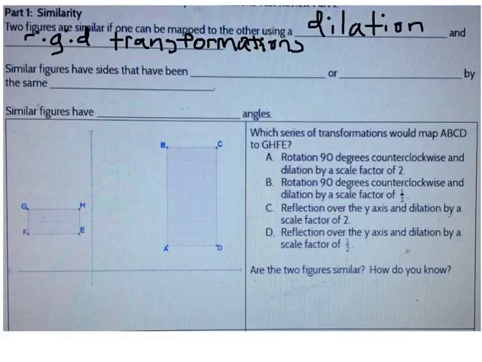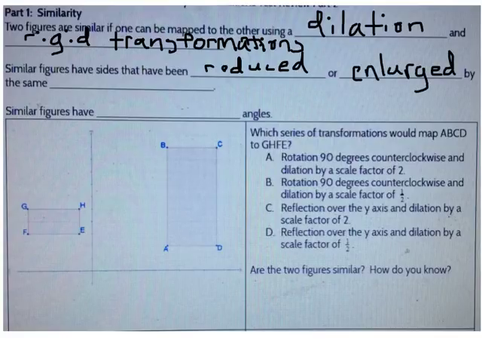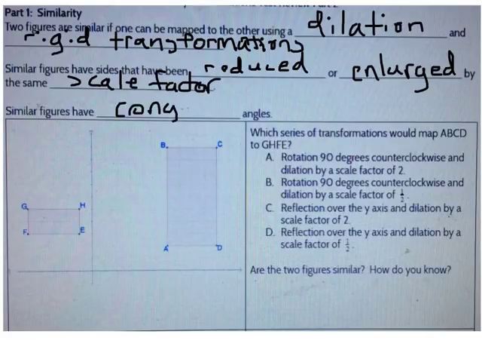Similar figures have sides that have been reduced or enlarged by the same scale factor. And similar figures have congruent angles. All of the angles are exactly the same. So let's look at an example.